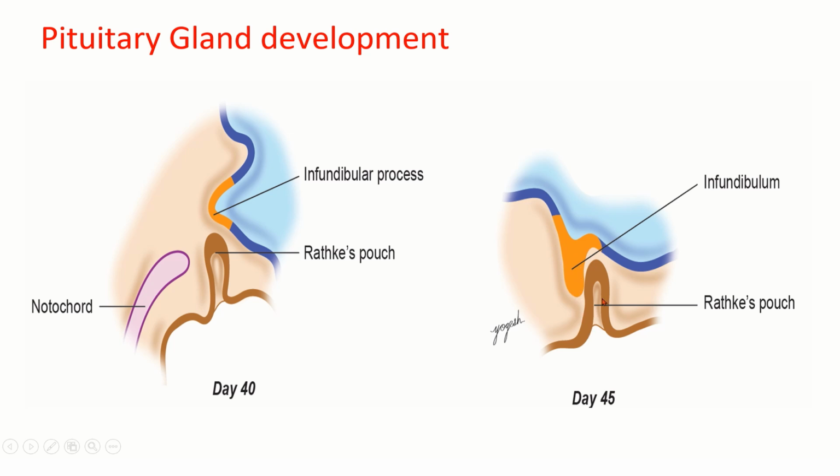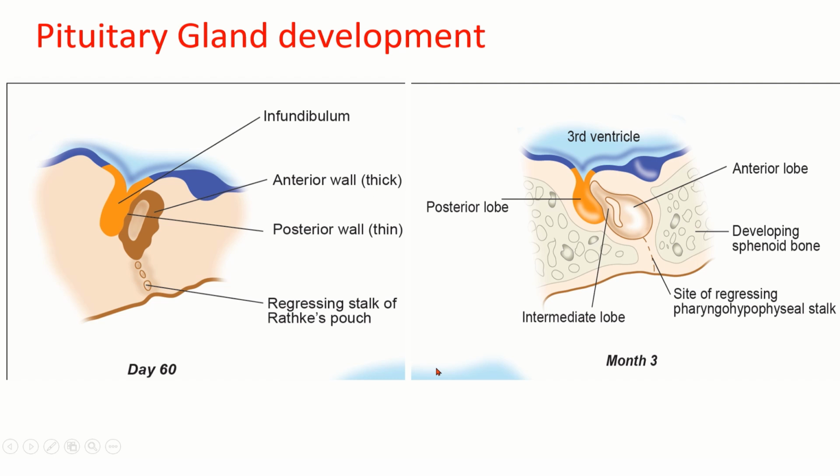So this forms the posterior pituitary, this forms the anterior pituitary, and this persists as the cleft. You can see here this is the intraglandular cleft. You can see the anterior wall, posterior wall, and the cleft. And you can see the regression of the Rathke's pouch. This is the infundibulum. So this is the posterior lobe formed from the infundibulum, and you can see this is the anterior lobe and intermediate lobe formed from the Rathke's pouch.